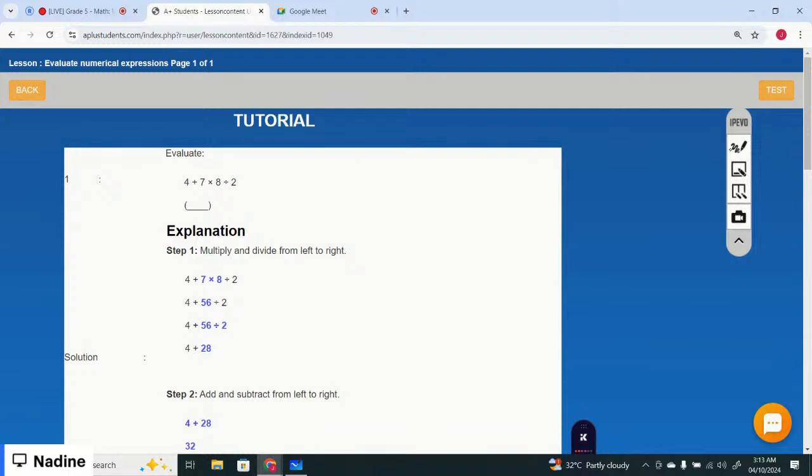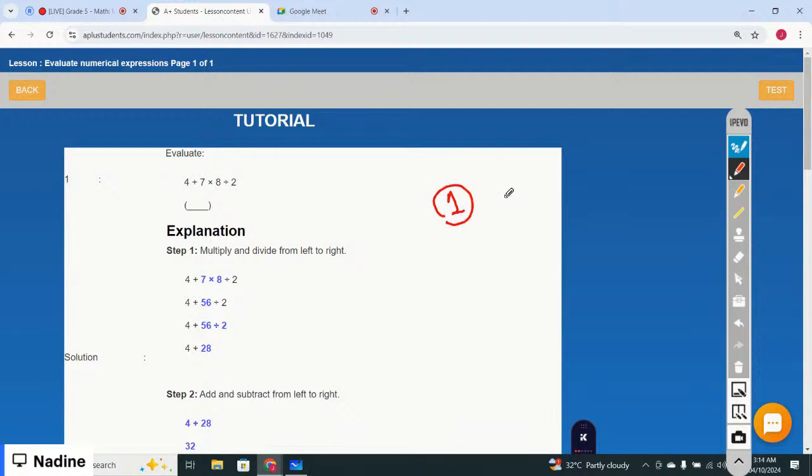The first thing we have to solve is multiplication and division. When you have more than one operation given, the first we do is multiplication, then division. Addition and subtraction you do second. But you have to go from left to right. If going from left to right you have multiplication first, you have to do multiplication first. Whatever operation comes first, you perform it.